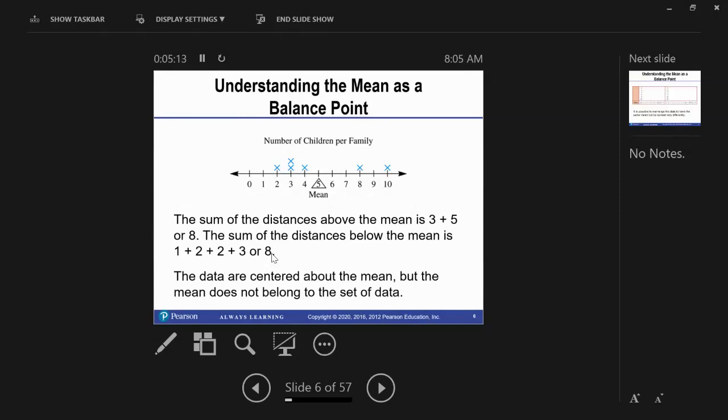The data is centered about the mean, but the mean is not necessarily in the set of data. So sometimes your mean might be one of the points, but as you can see in this example, 5 is not graphed. It's not part of our dot plot. Okay, so your mean may not be one of your points.